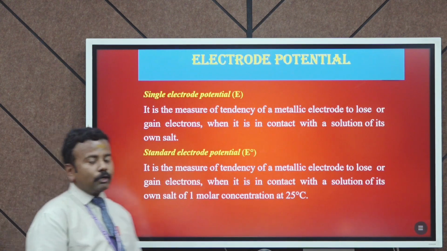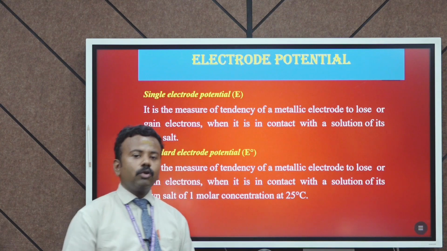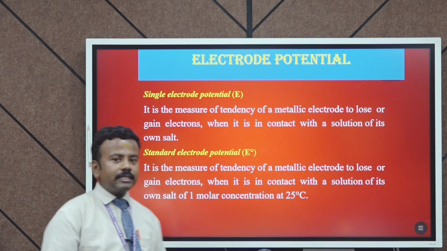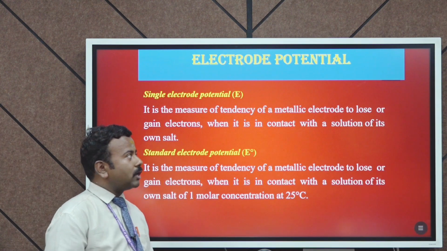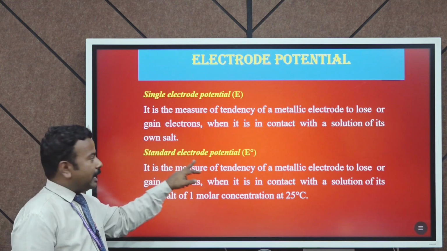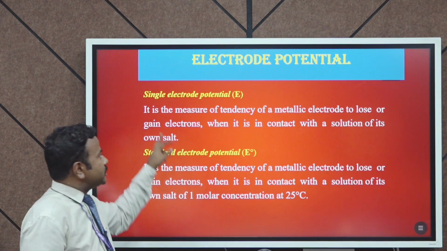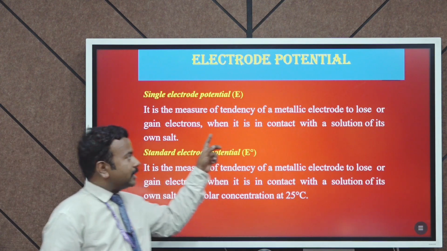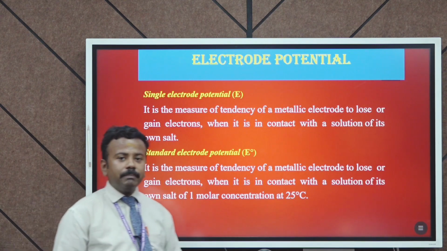Next is electrode potential. Let us understand what an electrode and electrode potential are. An electrode is normally a metal rod or strip. The potential created in the electrode is called the electrode potential. There is the single electrode potential and the standard electrode potential. The single electrode potential is normally denoted by capital E. It is a measure of the tendency of the metallic electrode to lose or gain electrons when it is in contact with a solution of its own salt. That is the electrode potential.